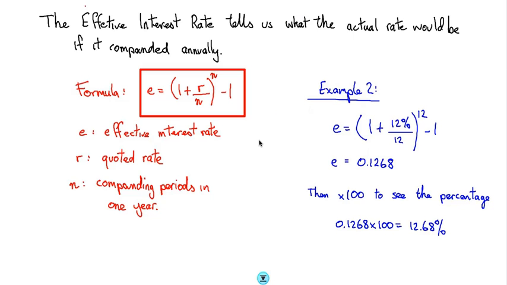So, for example, on the previous slide, we were doing 12% per annum. What is the effective interest rate therefore? So, substitute in your values and put it into your calculator, and we get 0.1268. Multiply that by 100, so you convert it to a percentage, and you get 12.68% per annum. That would be the effective interest rate.